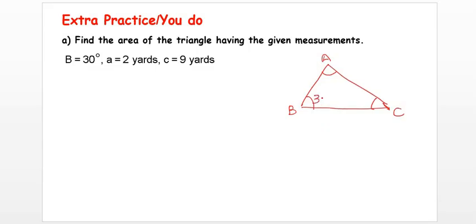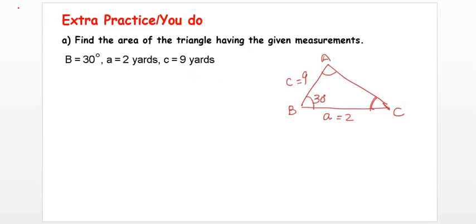So here we have 30 degrees. Now what will be the side that is opposite to this angle A? It will be small a. So they have given you it's 2 yards. And the side that is opposite to capital B is small c, that is 9 yards.